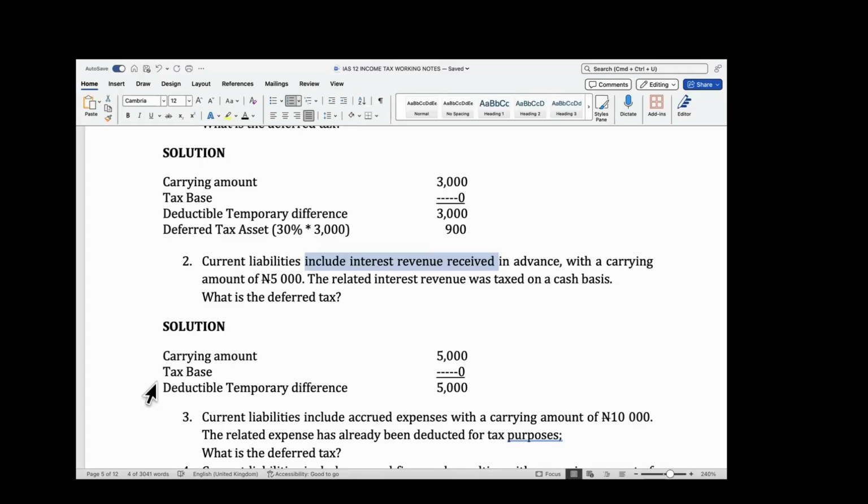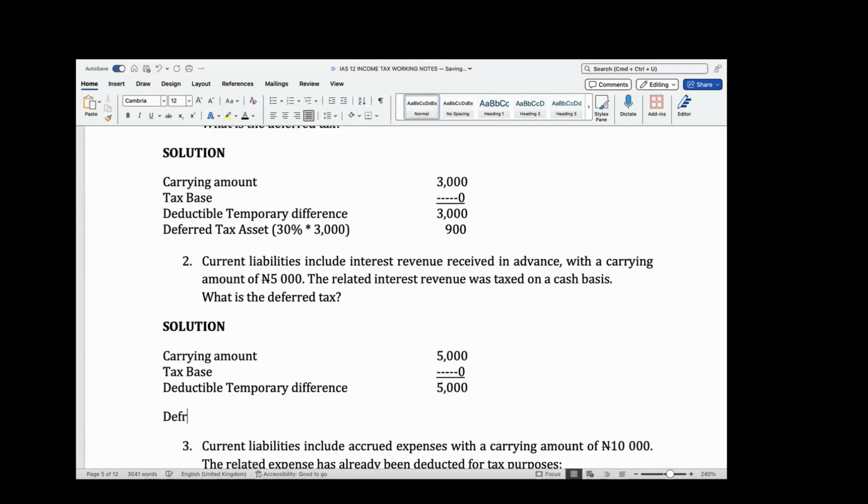But if I want to keep it simple, based on what these guys have given me, the carrying amount is 5,000. The tax base this year is zero because it has already been taxed on a cash basis. So I'm not putting it in my books this year. So this temporary difference now, since it has already been taxed and it won't be taxed again, will be a deductible temporary difference, the reverse. And when you have a deductible temporary difference, that will result in a deferred tax asset, which is 30% times 5,000, giving us 1,500.